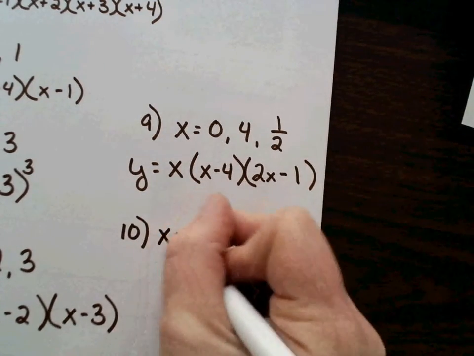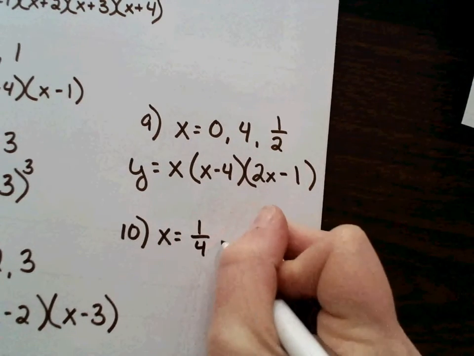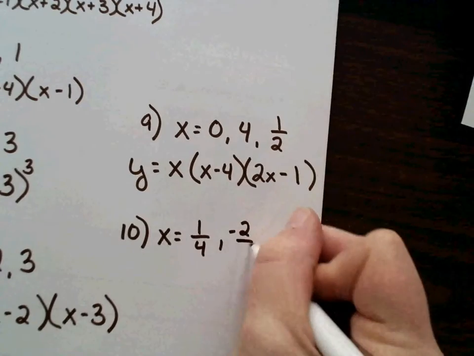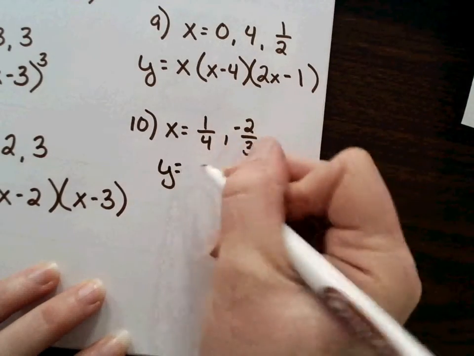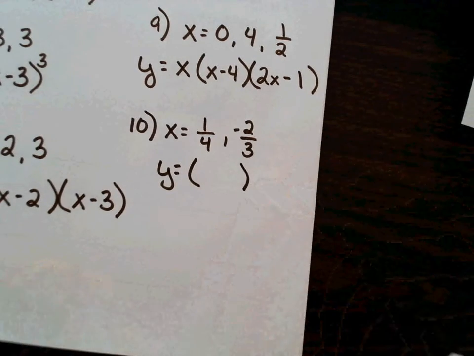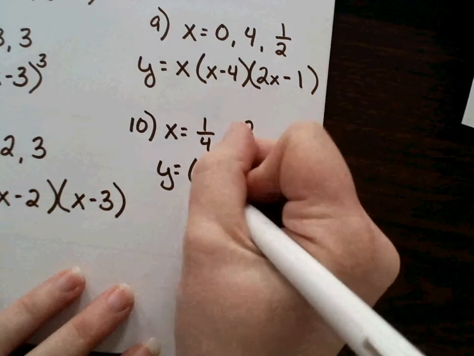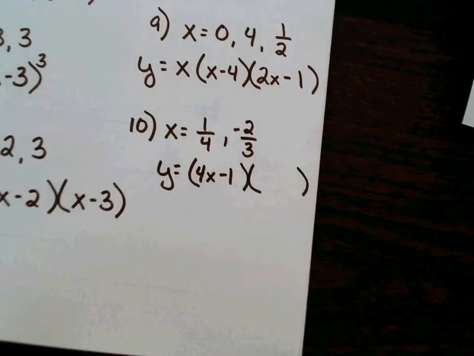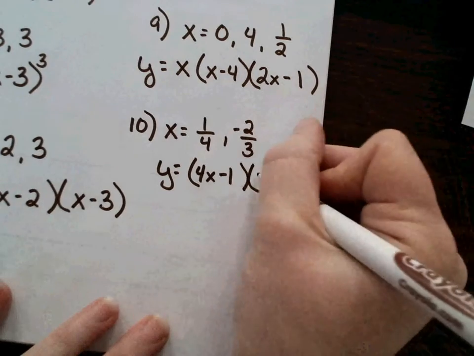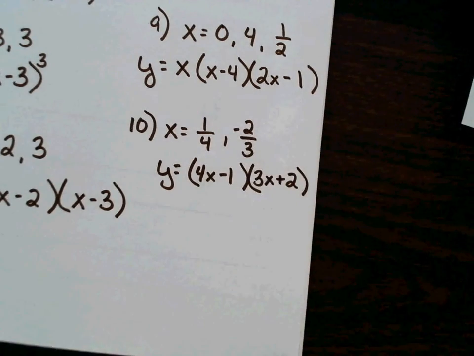And so if you try one more, x equals, we'll just do 1/4 and negative 2/3. Both of them are fractions. So 1/4 is going to be 4x minus 1, and negative 2/3 will be 3x plus 2.